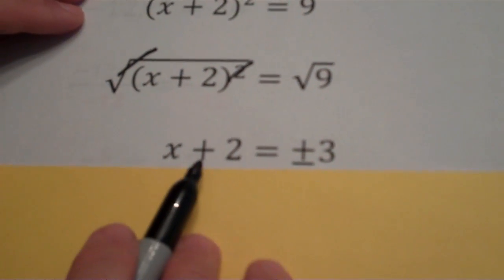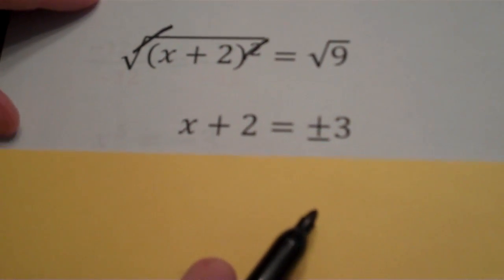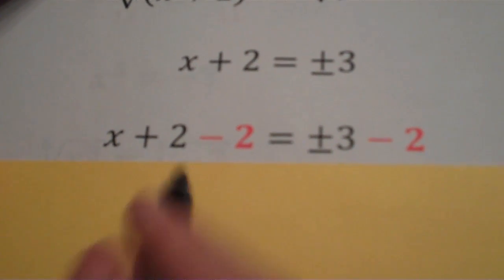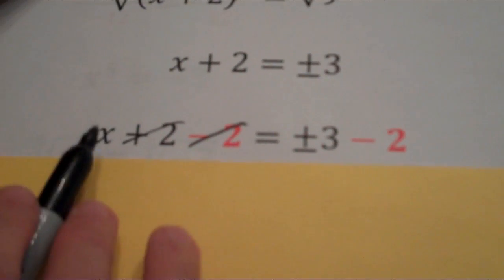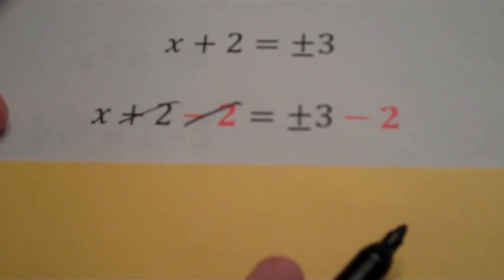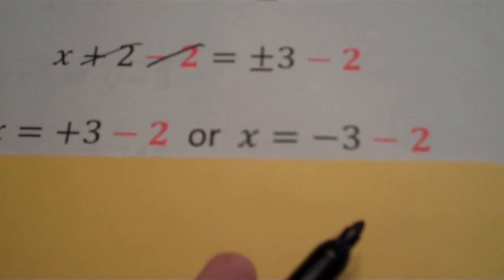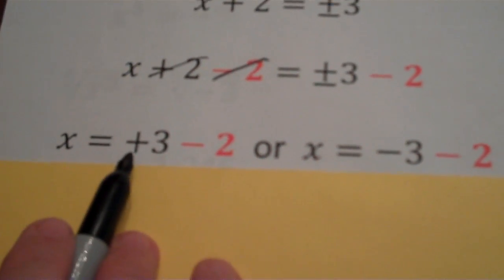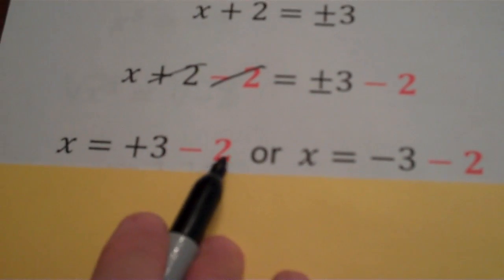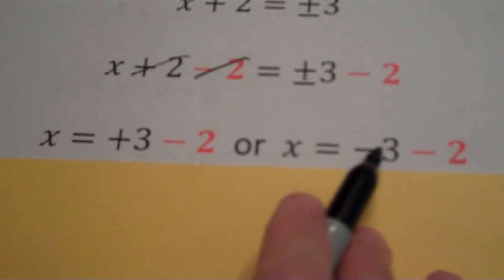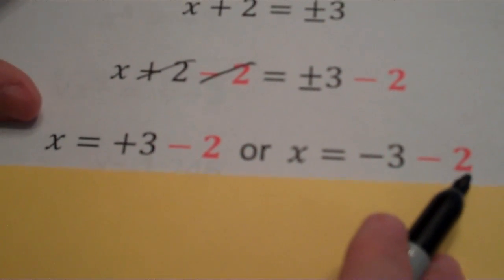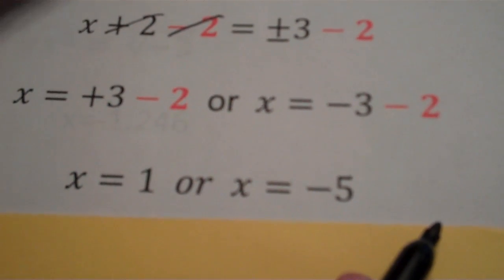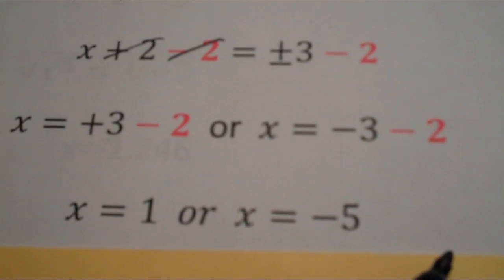Now to solve for this, I need to eliminate the plus 2. I'll do that by subtracting 2 from both sides of my equation. These on the left cancel, and of course I have x equals plus or minus 3 minus 2. Well, this in essence means either I have positive 3 minus 2, or I have -3 minus 2, which actually leaves me with two answers. 3 minus 2 is 1. -3 minus 2 is -5.